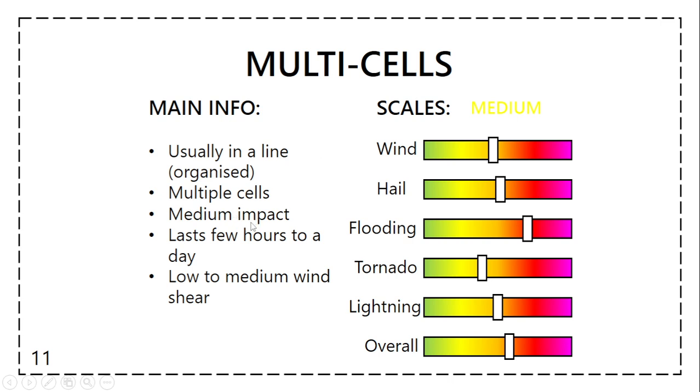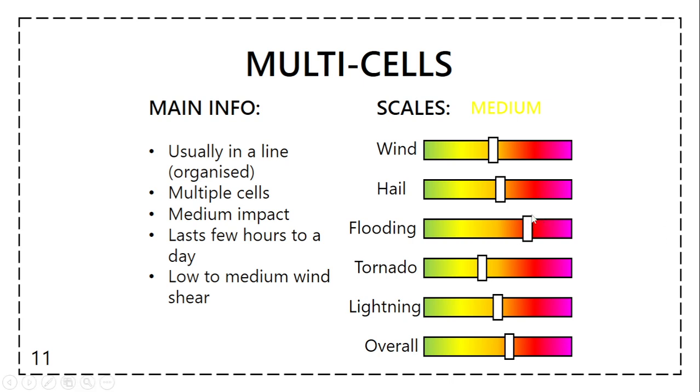Medium impact, lasts a few hours to a day. These storms are much more organized than a single cell, so they last much longer, and they form with low to mid wind shear. Wind will be very similar to a single cell. Hail, much higher, up to the orange bits, near red. So hail, you tend to get a lot dropping under one place.